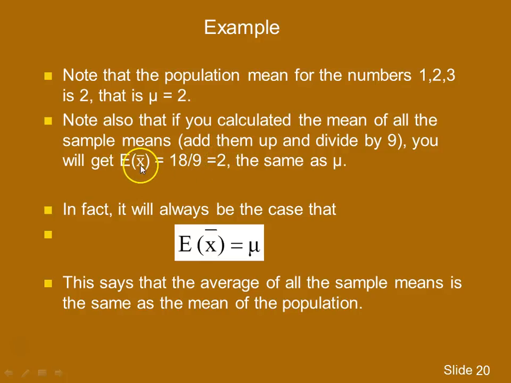In other words, the average of all the sample means was equal to the same value as the population mean. And that gives us our first important principle here. In fact, this will always be the case that the average value of x bar, in other words, if we average all the sample means, we get the population mean. They're the same number. And we will make use of that quite a bit in upcoming modules.